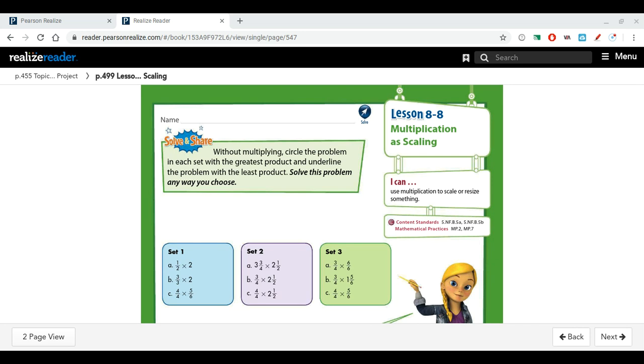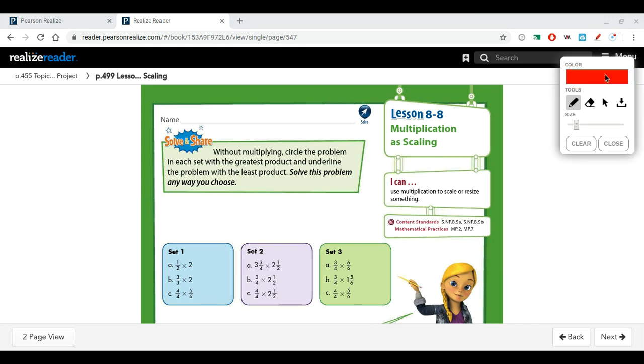It says, without multiplying, circle the problem in each set with the greatest product and underline the problem with the least product. Solve this problem any way you choose. At this point, I would like for you to pause the video and go ahead and circle the ones that you think are the greatest product and underline the ones that you think are the least product. So hopefully you paused your video and, in each of the sets, you circled the one that's going to give you the greatest product and underlined the one that's going to give you the least product.